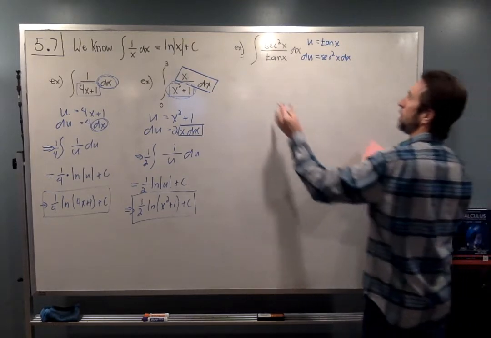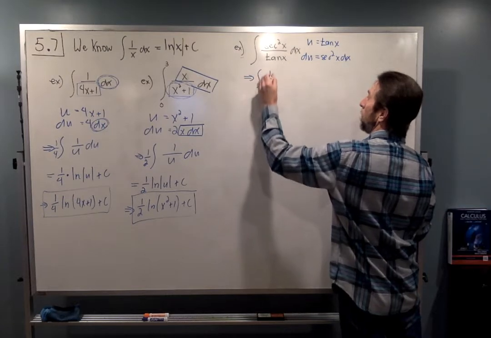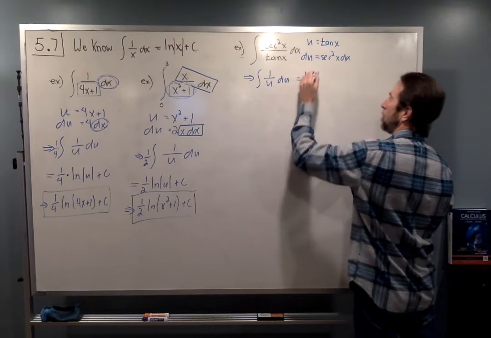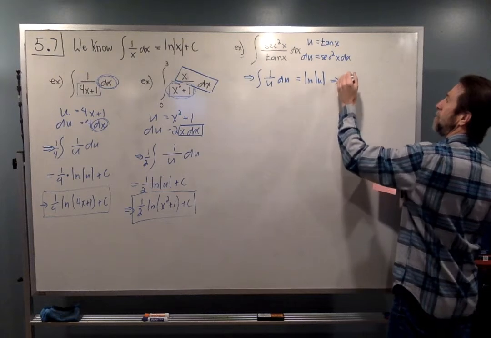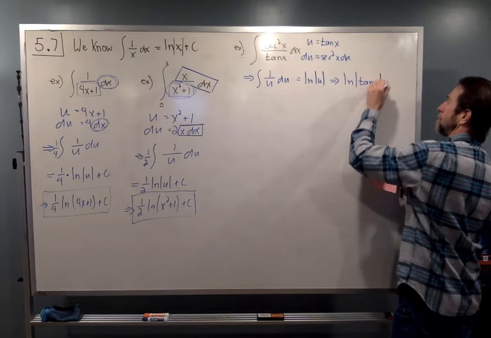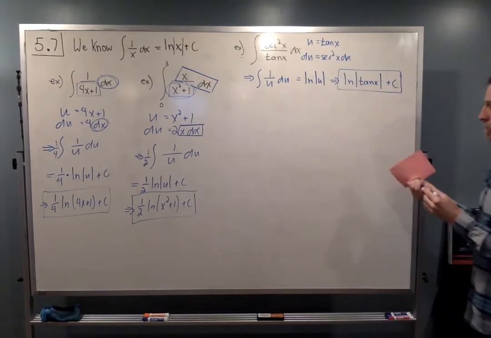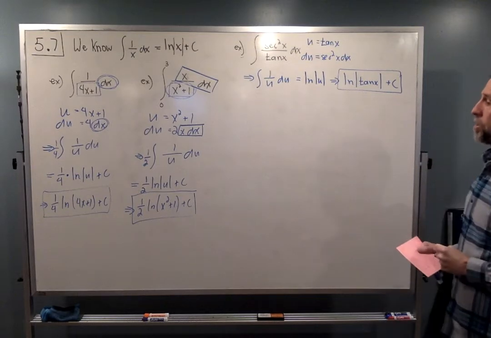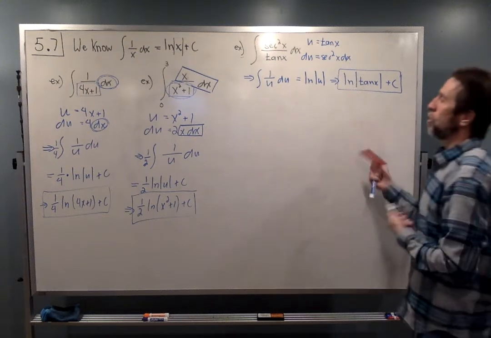So now this function becomes nothing more than the same old thing. 1 over u du, which is the log of u. Changing it back to x values, it's the log of tangent. Of course, plus c. So, the last step of every single one of these problems is pretty much the same. Let's move on to something even more advanced.